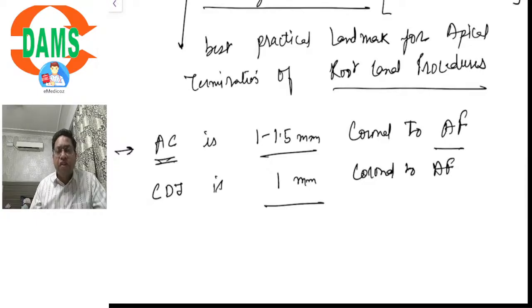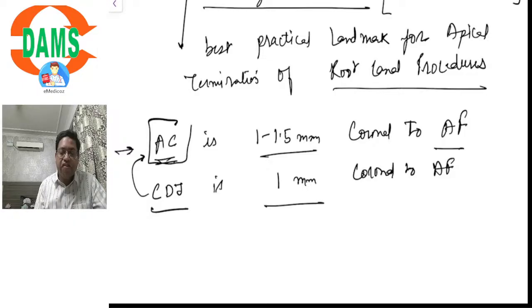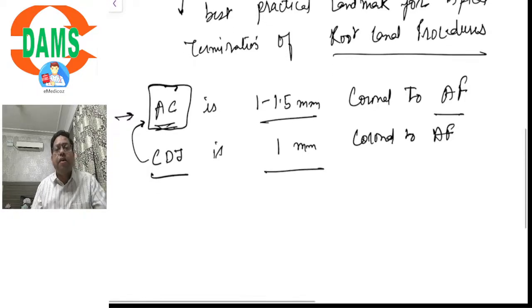And I have already told you that CDJ is considered to be the ideal or the optimal landmark for the termination of root canal procedures. So if we look at the average dimensions, we can see that CDJ nearly coincides with the apical constriction, and that's why apical constriction is considered to be the ideal practical landmark for the termination of root canal procedures.